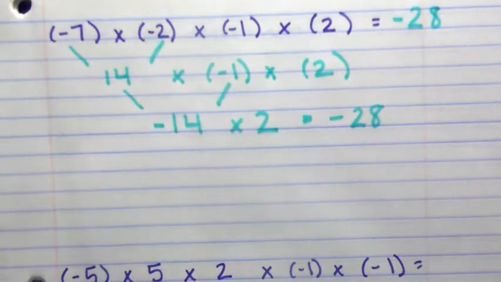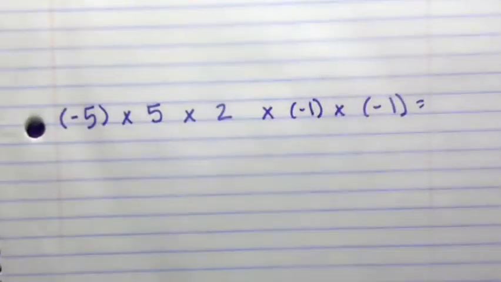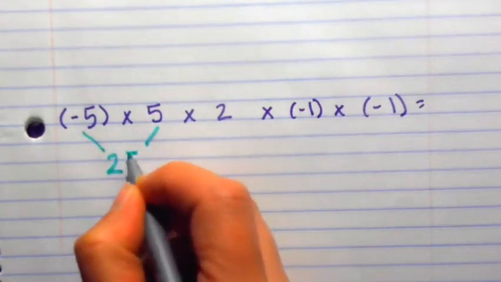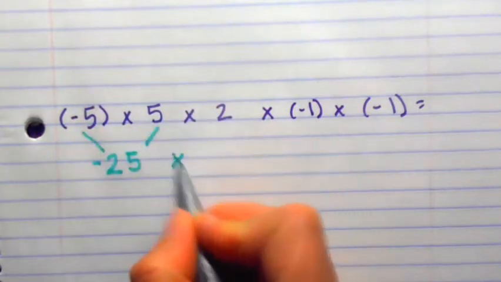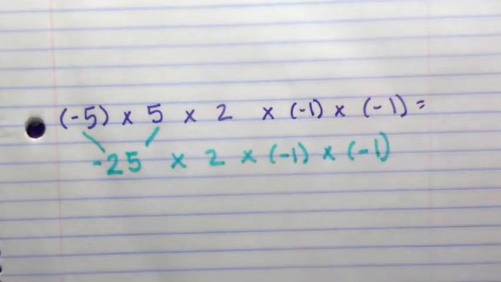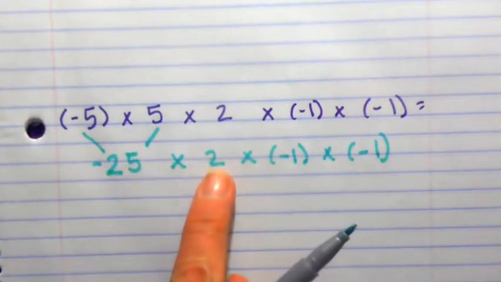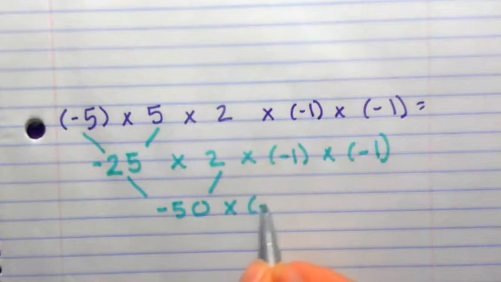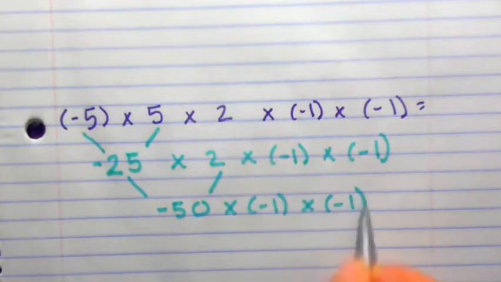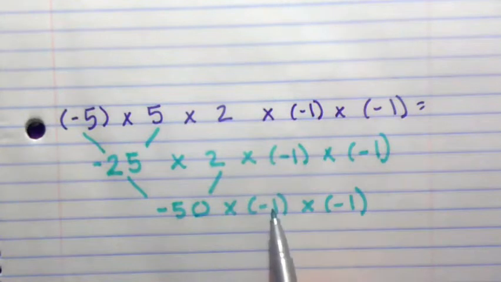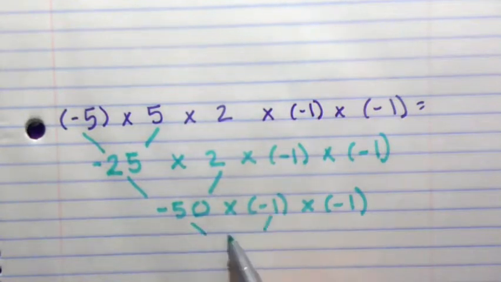Whoa, last one is a long one. Holy cow. Good thing I have lots of room left on my paper. -5 times +5 is -25 because the signs are different. And then it's going to be times 2 times -1 times -1. -25 times +2. I know that's going to be a -50 times -1 times -1. I just dropped the rest down. Okay, -50 times -1. That's a negative times a negative, which I know is a positive.